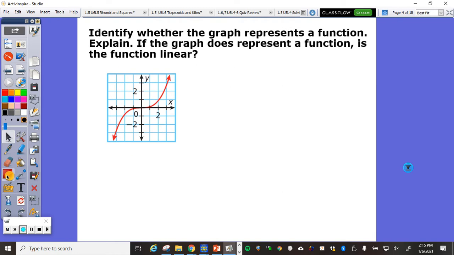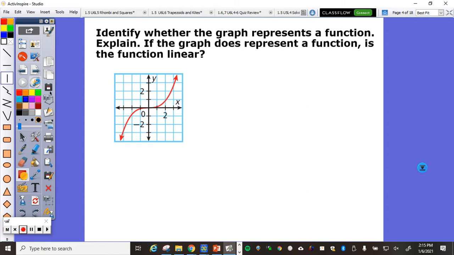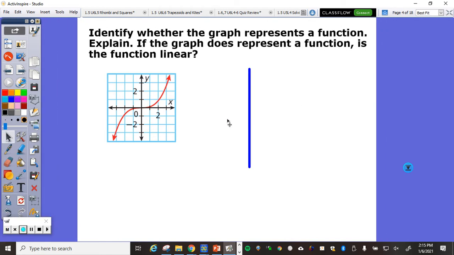Is that a linear function? Is it a function? First of all, let's talk about that. When I take this vertical line right here and I take it across the function itself, is there any place along this function where it touches that graph at more than one place? No. There's no place it touches the function at more than one place. So we know that it's a function. Is it linear? No, because this is not a line. So this is a function, but it's not a linear function.